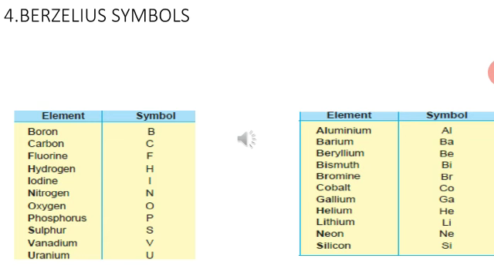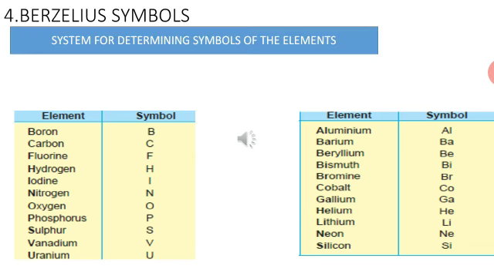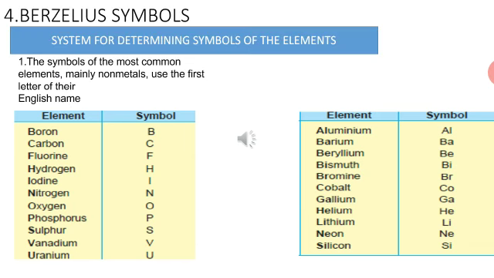Next, the Berzelius symbols. Why are we using Berzelius symbols? They are very easy to write, so we use the Berzelius symbols. This is the system for determining the symbols of the elements. Berzelius segregated the elements into 4 types.